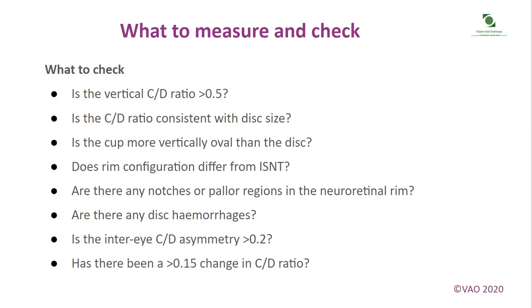What to check? Is the vertical cup to disc ratio greater than 0.5? Is the cup to disc ratio consistent with disc size? Is the cup more vertically oval than the disc? Does the rim configuration differ from ISNT? Are there any notches or pallor regions in the neuroretinal rim? Are there any disc hemorrhages?